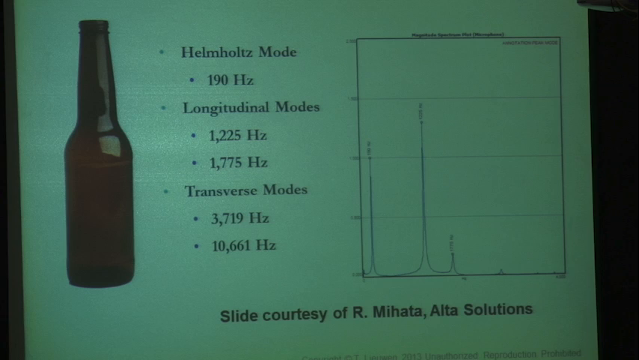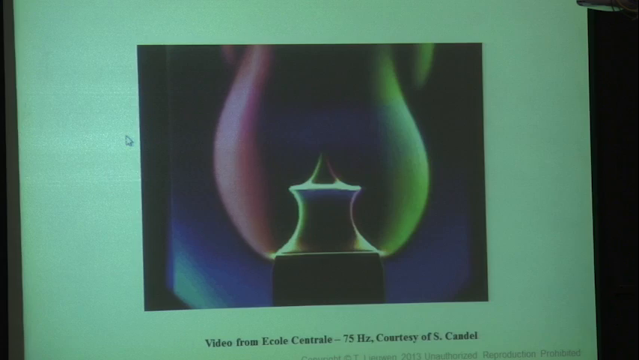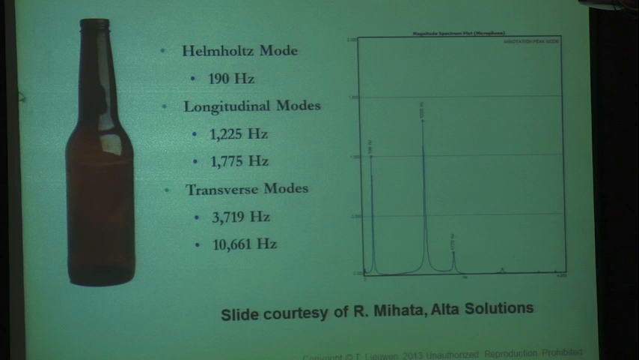For example, a beer bottle or a milk jug: whenever you combine a volume with a constriction, a neck, you get what's called a Helmholtz mode. And in this case, it turns out to be 190 hertz.